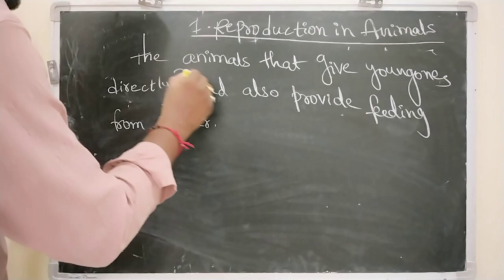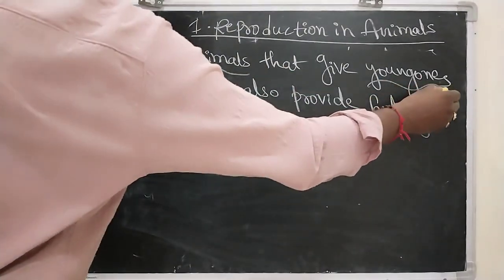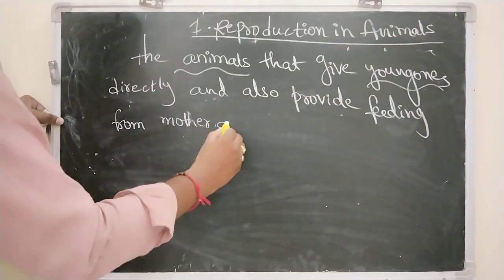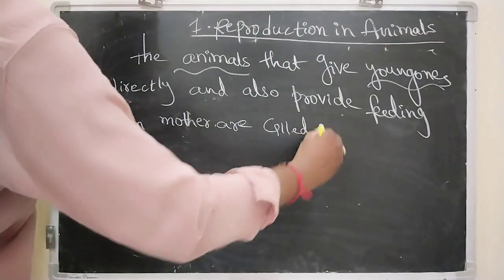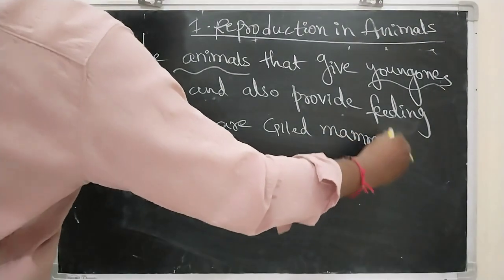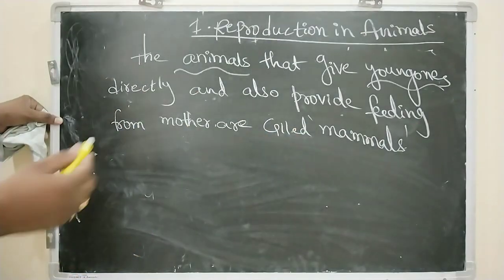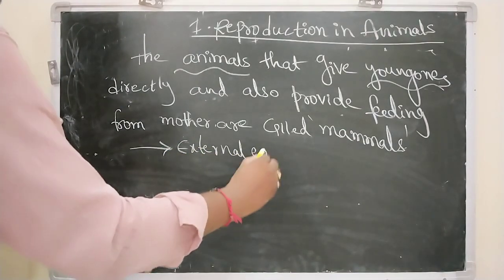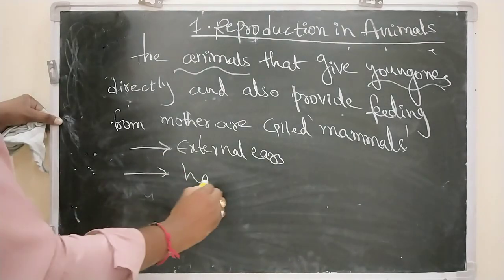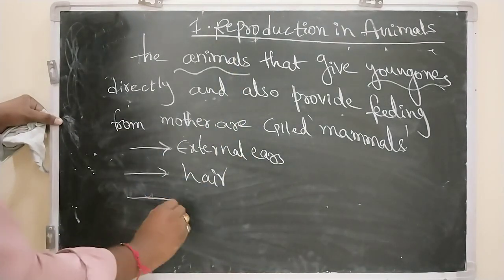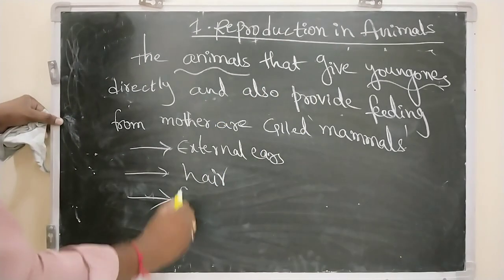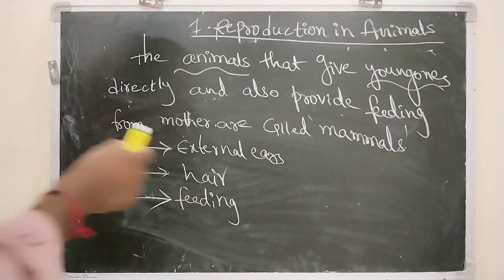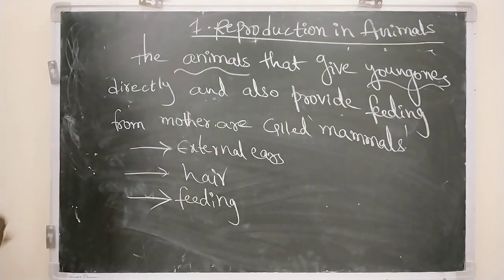So these animals not only give young ones directly but also give mother's milk. That type of animal is called a mammal. So we are mammals. The features of mammals are: mammals have external ears, mammals have hair on the body surface, and mammals feed their young ones. So this is about oviparous animals, viviparous animals and mammals.